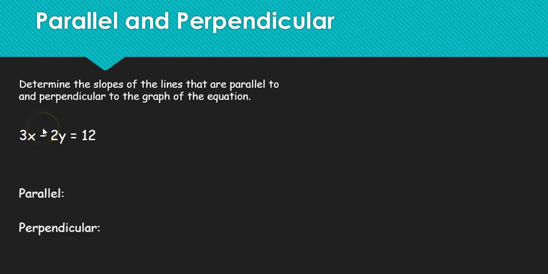Alright, so looking at this one, we need to find the slopes of the lines that are parallel and perpendicular to the graph of this equation. But it is not in slope-intercept form. So first of all, we have to put it in slope-intercept form. So the first thing, we have to isolate our term that has y in it. So we need to subtract 3x from both sides. -2y is equal to -3x plus 12.